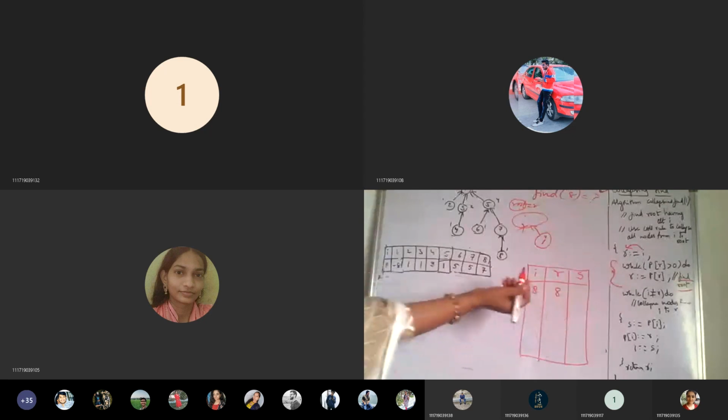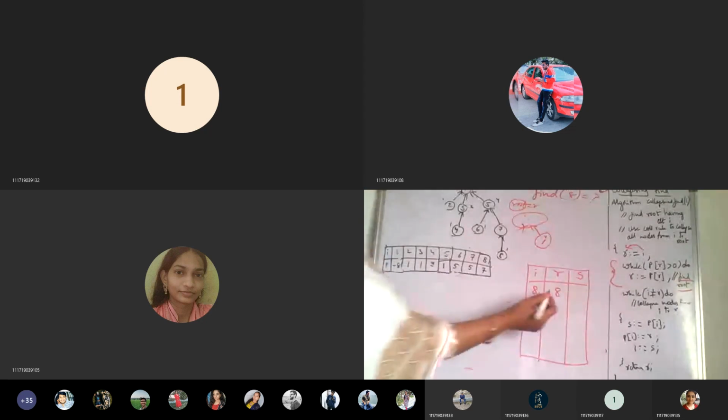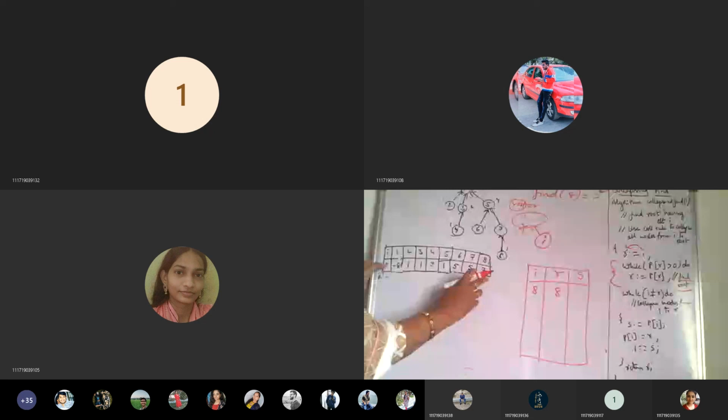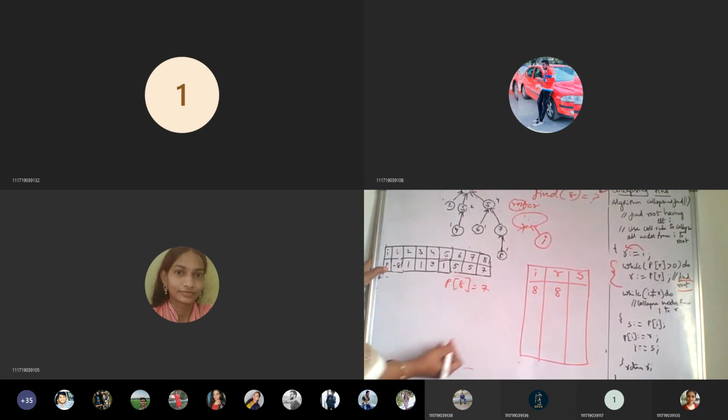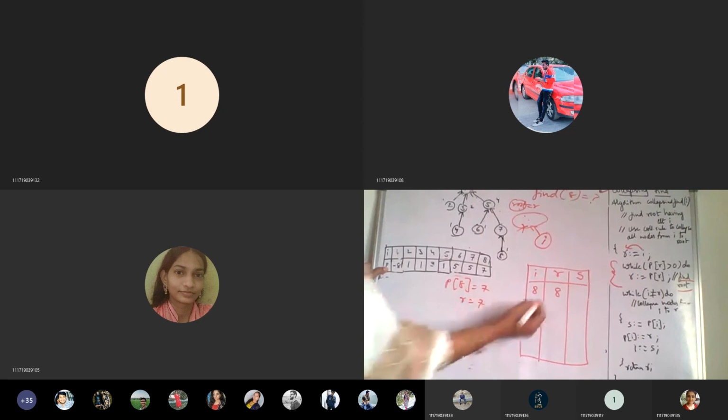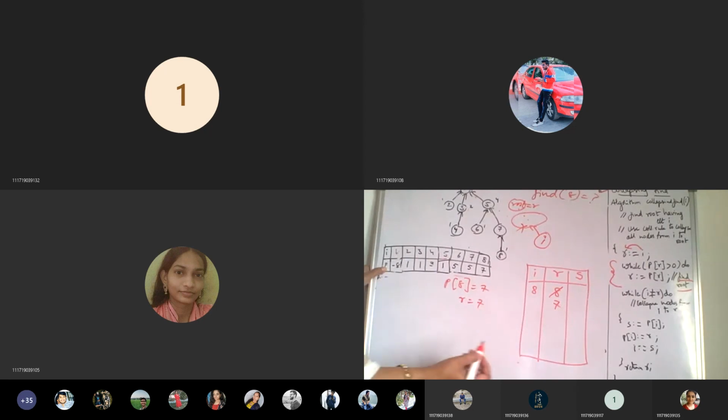R is equal to P of R. So R is equal to P of R means, P of R is, P of 8 is 7. So here P of R means P of 8, which is equal to 7. So now what we are going to do? R we are assigning that value. So now this will become 7. Is that clear?